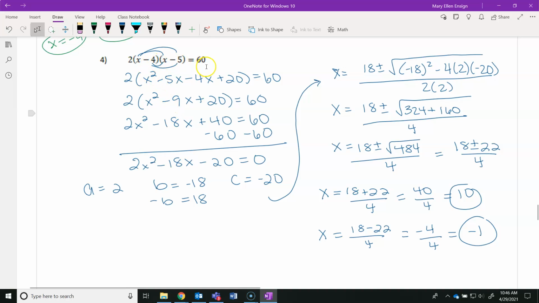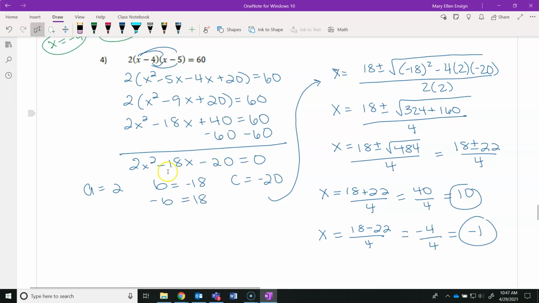Okay, the last one. Now again, this is not equal to 0. I can't just pull the 60 over because it wouldn't get absorbed into the rest of those expressions. So I have to distribute first. I distributed the 2 and combined like terms. So I have to get everything out of parentheses if I want to combine like terms.